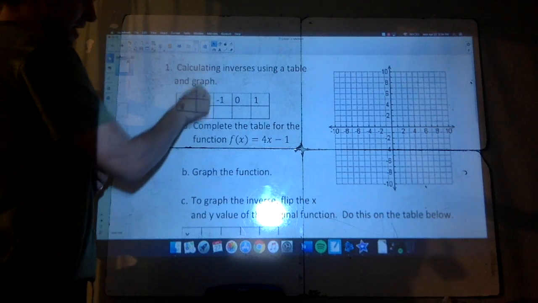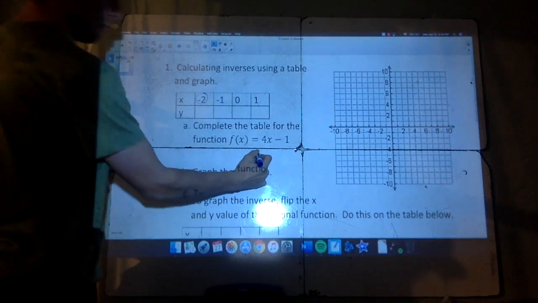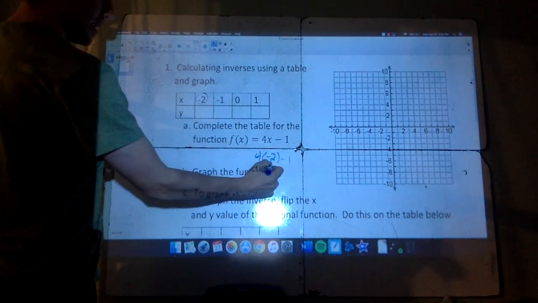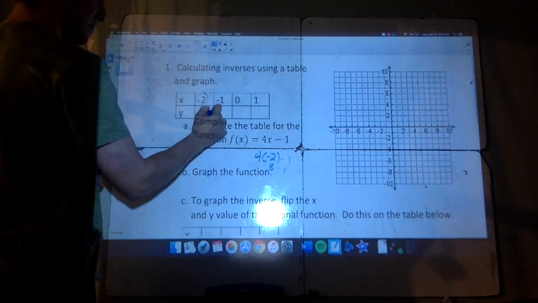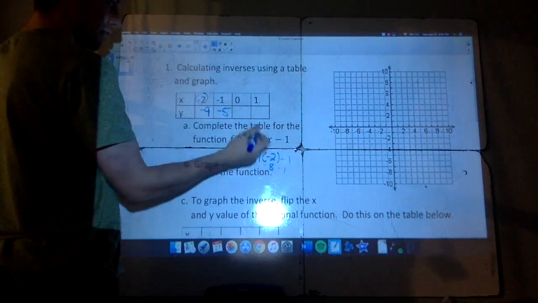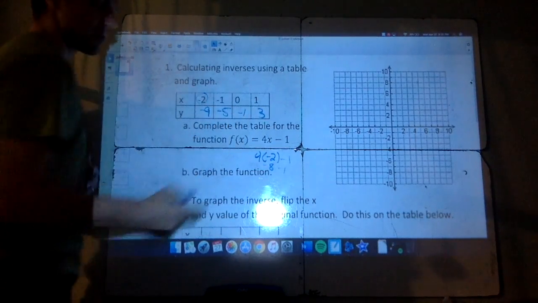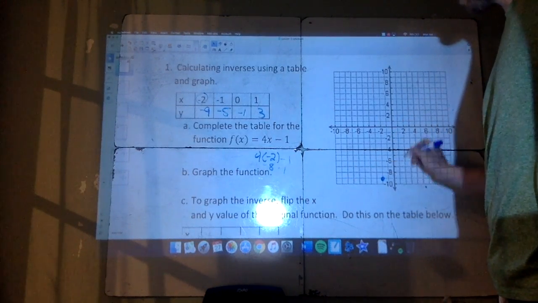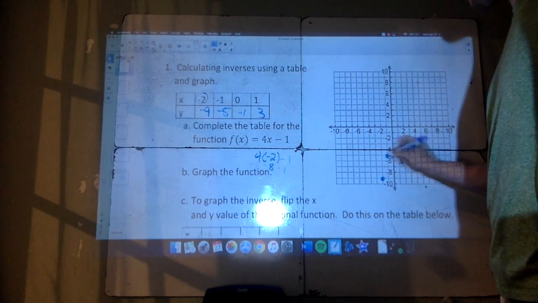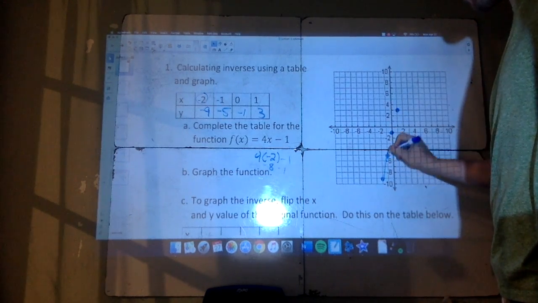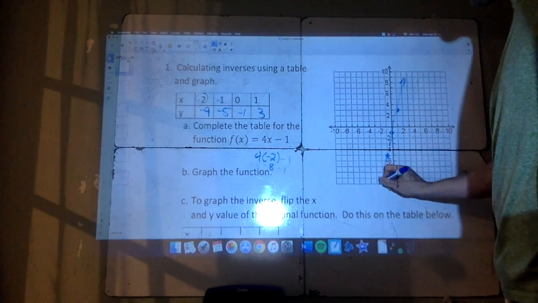So remembering our x goes in for x, so 4 times negative 2 minus 1. Negative 8 minus 1 gets us negative 9. And then we're going up by 4 every time. So negative 5, negative 1, 3. So we're going to graph that on this plane. So this is our regular function: negative 2, negative 9; negative 1, negative 5; 0, negative 1; and 1, 3. So that is our function. It's that line right there.